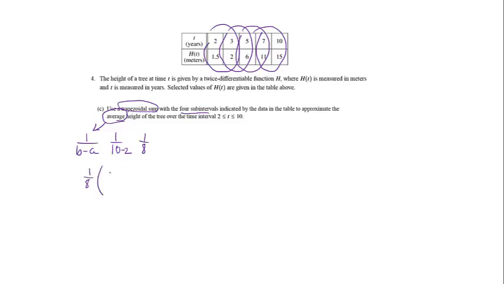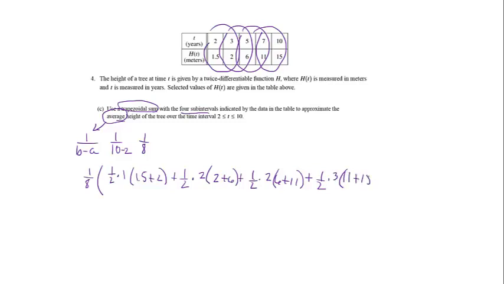So the first trapezoid is going to be 1/2 times the height, which, the difference between 3 and 2, would be 1. And then the sum of the bases will be 1.5 plus 2, and then plus 1/2 times the height. The distance between 3 and 5 is 2. The sum of the bases, 2 plus 6, plus the third one, 1/2 the height. The distance between 5 and 7 is 2. The bases are 6 plus 11. And then the last one, 1/2 times the height. The distance between 7 and 10 is 3. And then the sum of the bases, 11 plus 15, okay?